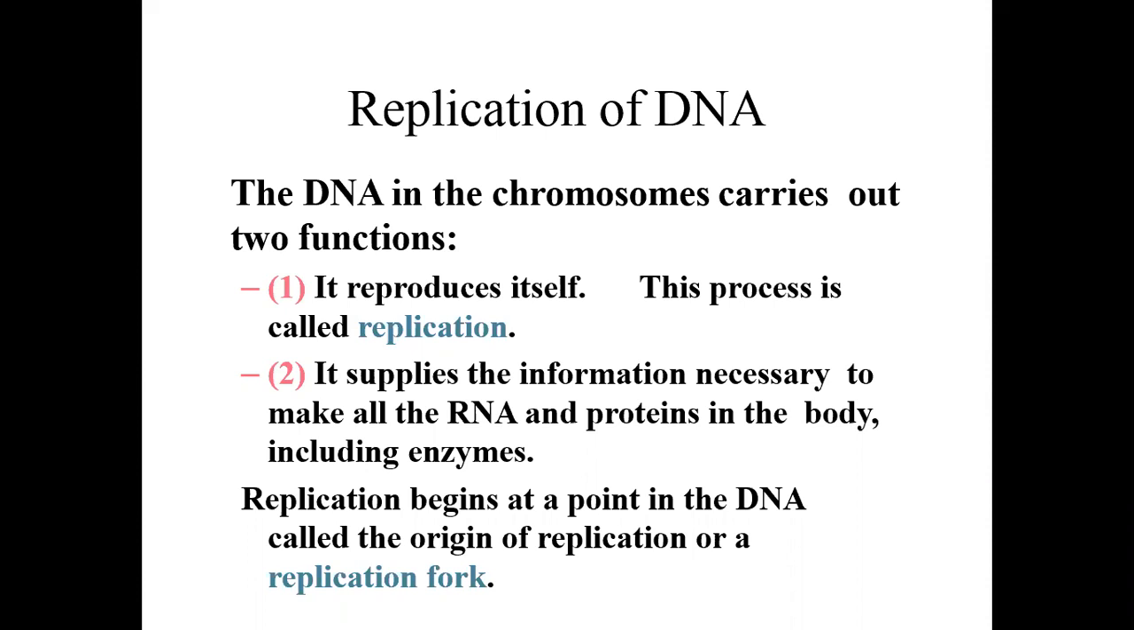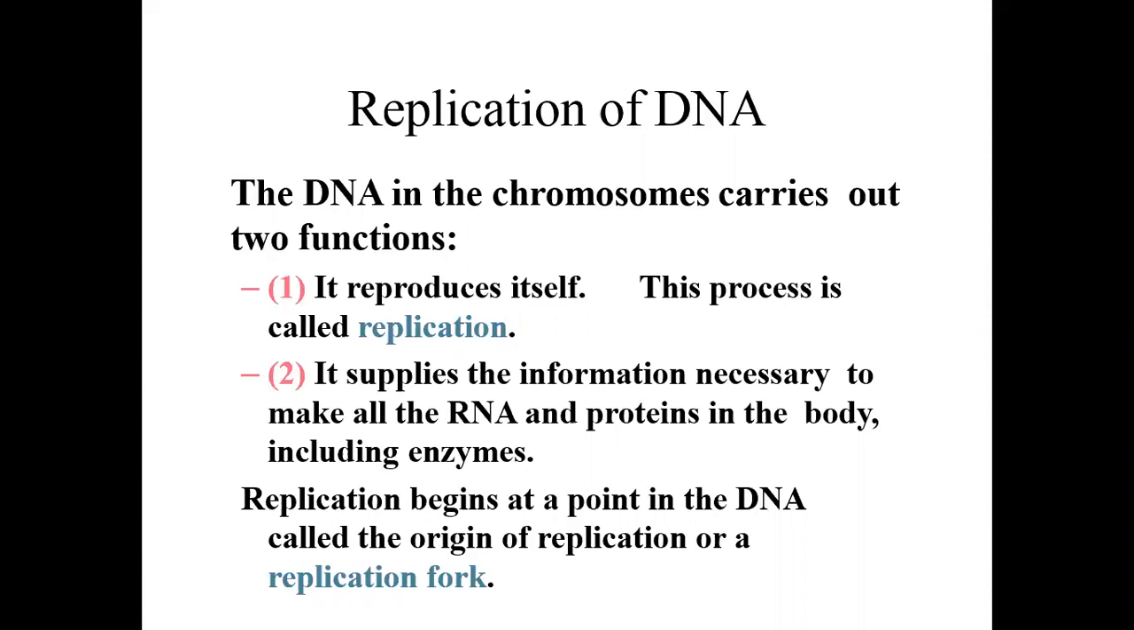I told you previously the DNA is the genetic material and it lies inside the cell in the form of chromosome, and it reproduces. It is the only macromolecule which has the power to reproduce itself, and this process is known as replication. That means one molecule of DNA is replicated, multiplied by 2, and then from 2 it will multiply to 4. This process is known as replication, and it supplies the information necessary to make all the RNA and protein in the body.